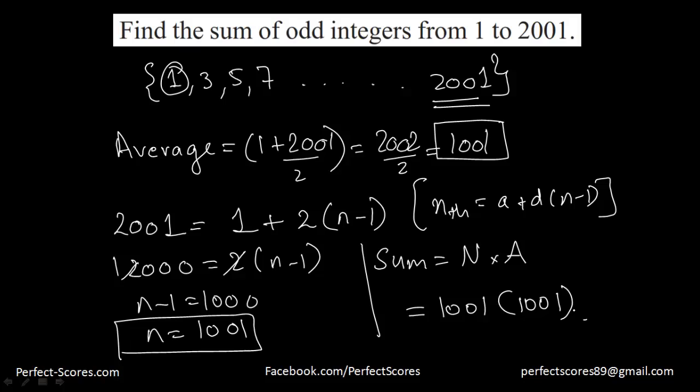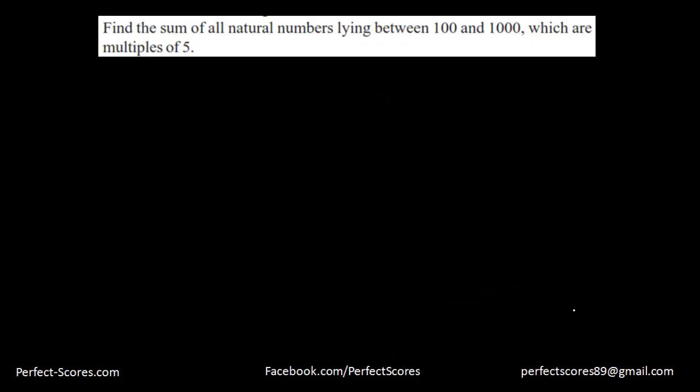Moving forward to the next question. Now the question says: find the sum of all the natural numbers lying between 100 and 1000, which are multiples of 5. So what is the first number? That is going to be 105. The next number is going to be 110, and that is going to go all the way till 995. Again, it's a similar looking question, right?